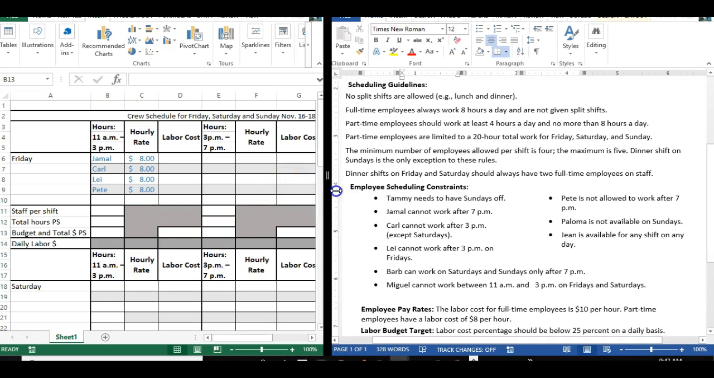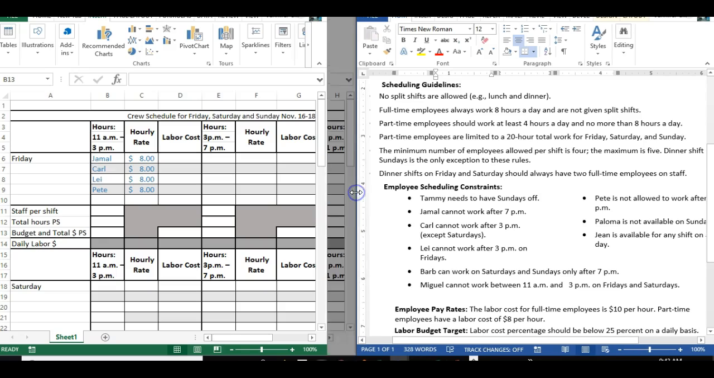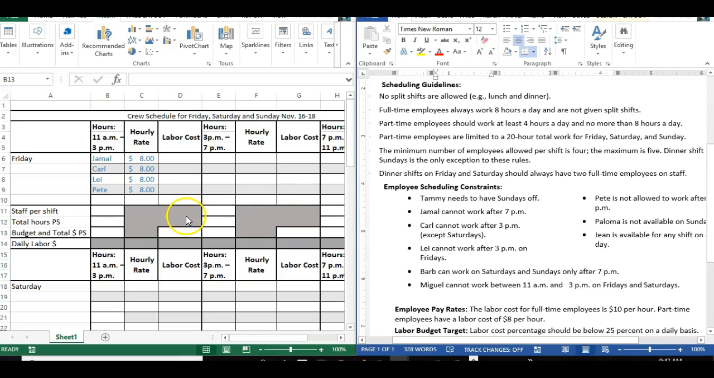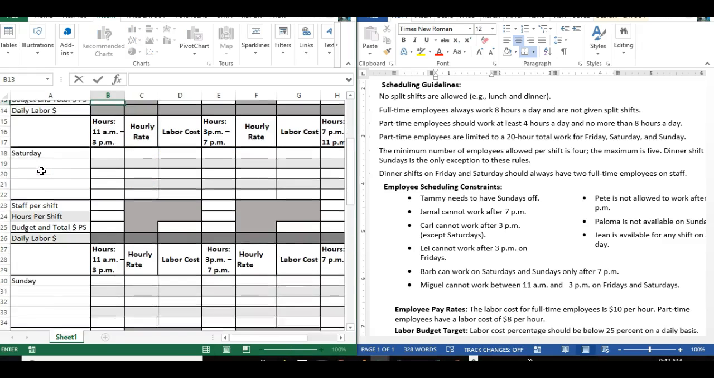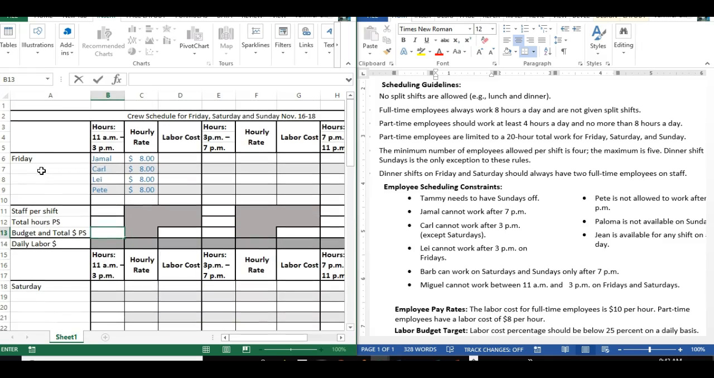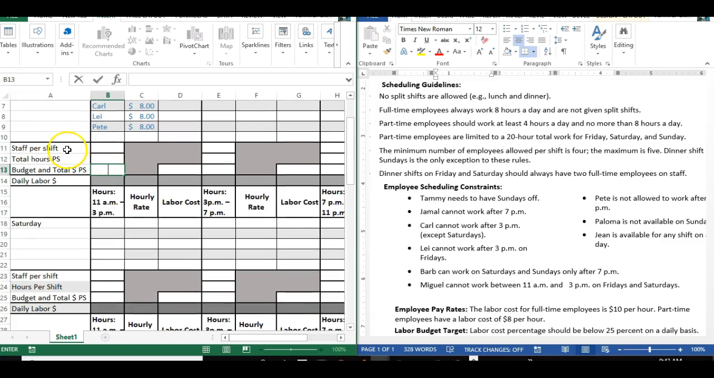I'm going to shrink this up just a little bit so we can get a more full look over here. For the table here, I have it broken up by the days, Friday, Saturday, and Sunday, and then the hours, labor, total labor cost. All this that's in here is going to help answer the questions below. So we have number of staff per shift, total of hours per shift, and then budget and total dollars per shift.